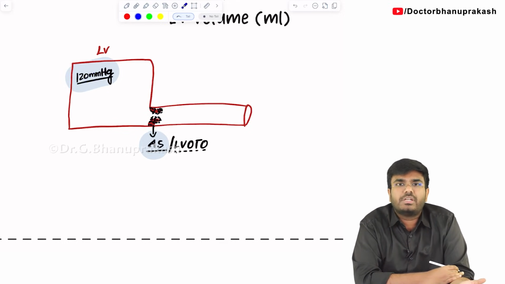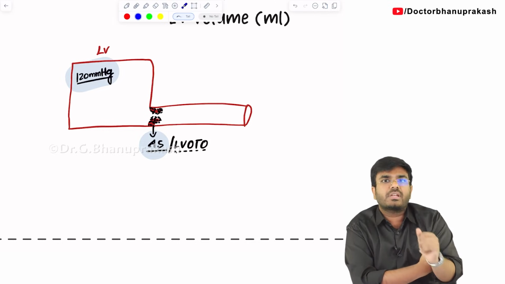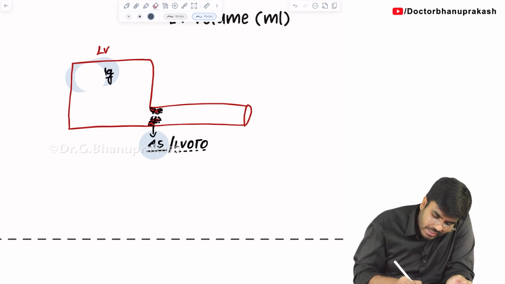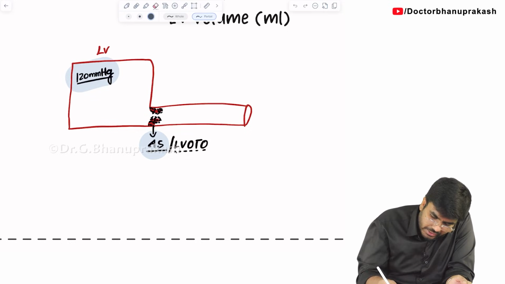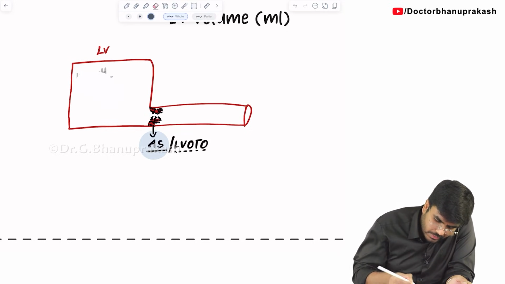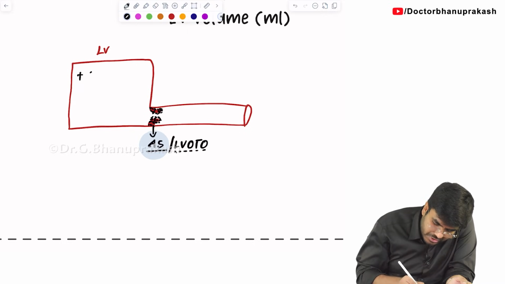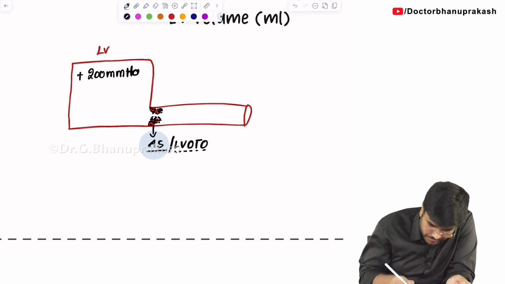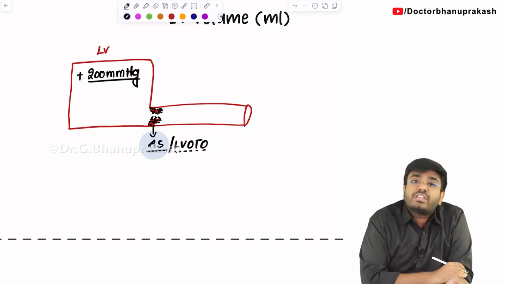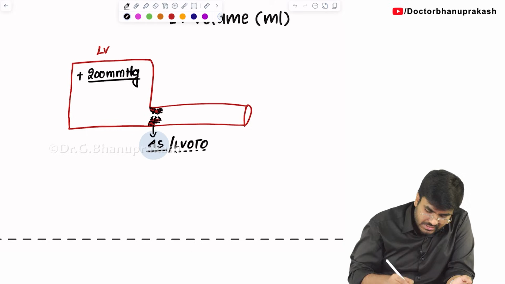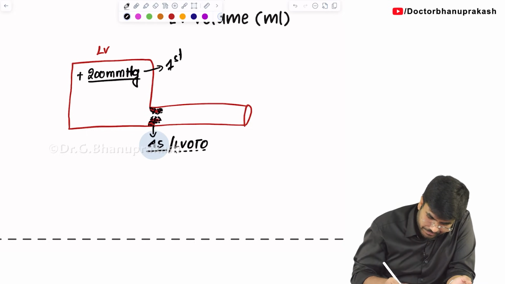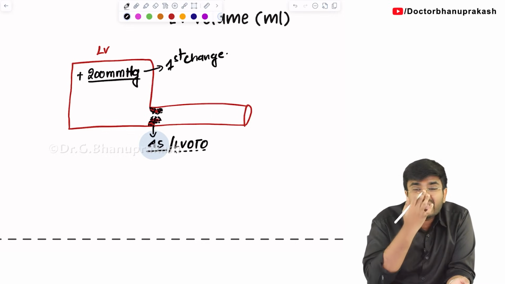It's not going to be sufficient in order to push the blood into the circulation. So now in this condition, the left ventricle is going to generate more pressure. Let's say it is going to generate a pressure of 200 mmHg. So now it is generating more pressure. This is change number 1, the first change. Now what is the second change?